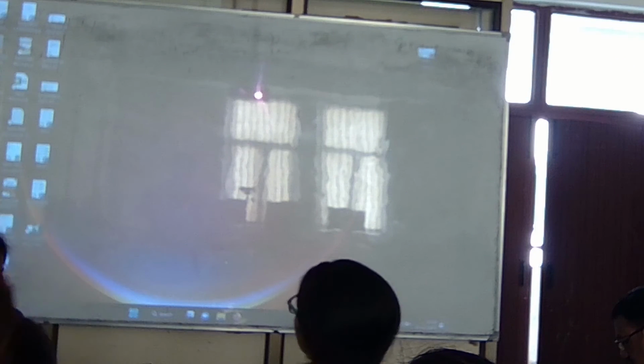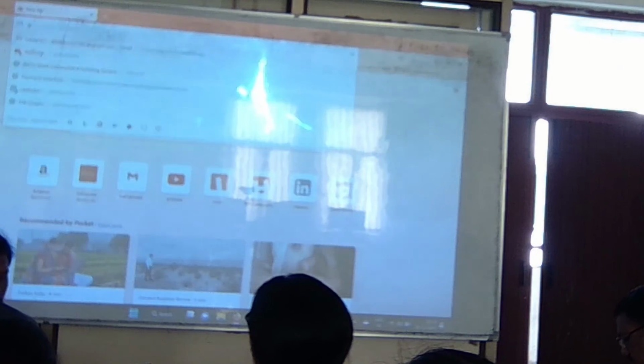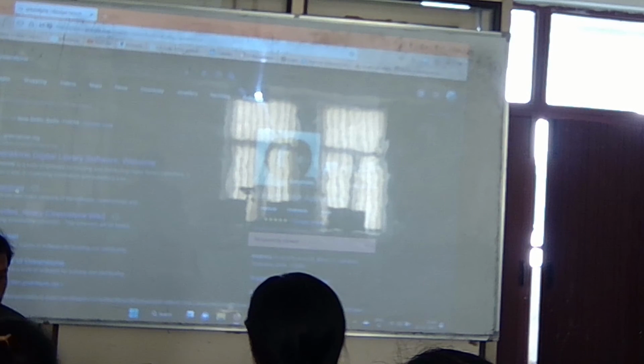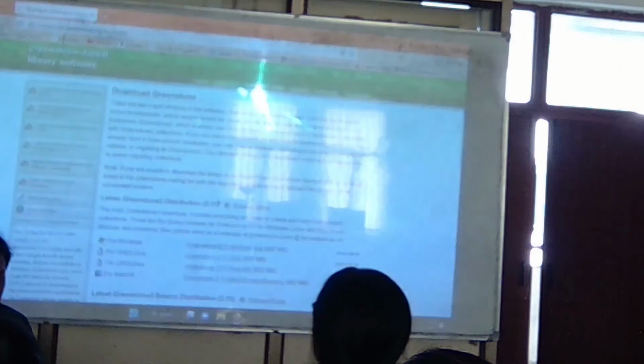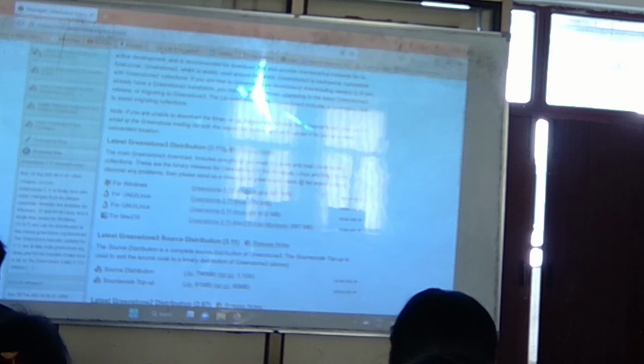Okay. So first, what you have to do is you have to download Greenstone. So type Greenstone, click download. So this is the latest version 3.11, which we used in the previous two classes. So now we will be going with one level lower, that is 2.87.